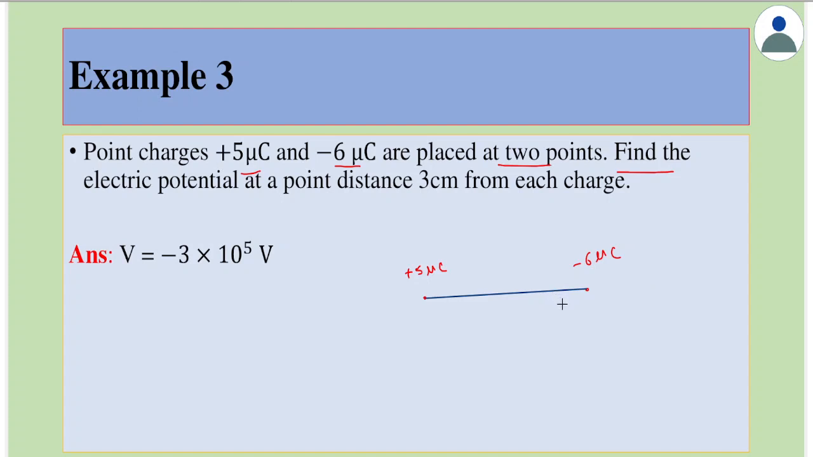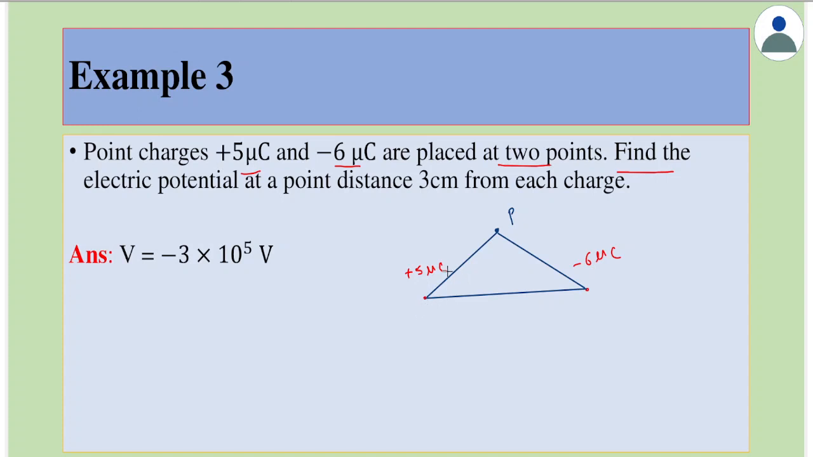Similarly, that point cannot be to the left of this charge, because anywhere here the distances will again be unequal. The only possibility is that this point is somewhere along this line. So if we take that point to be somewhere here, the distance between this and this remains the same. That's the meaning of it. So let's call this some point P.